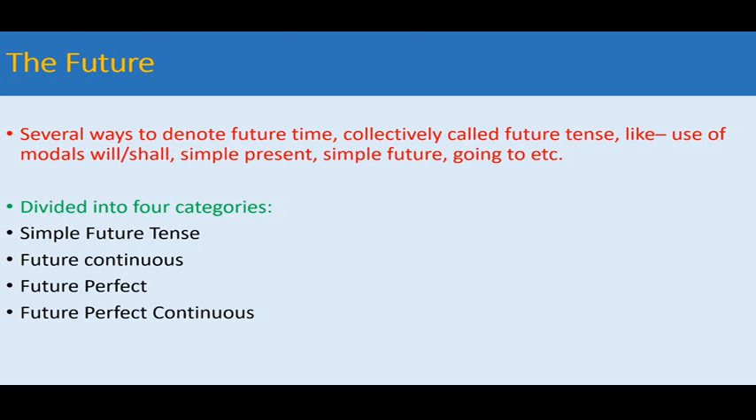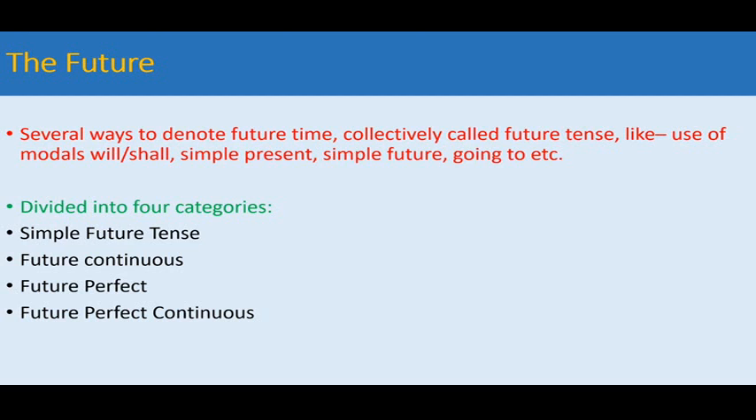Now let us move to the understanding of the future. How to denote the future time? As I have told you, the third form of the verb in English grammar denotes the past participle and it does not denote the future time. So here we have some forms of the sentences and some formulations which are used to denote future time, and these collectively are called the future tense.